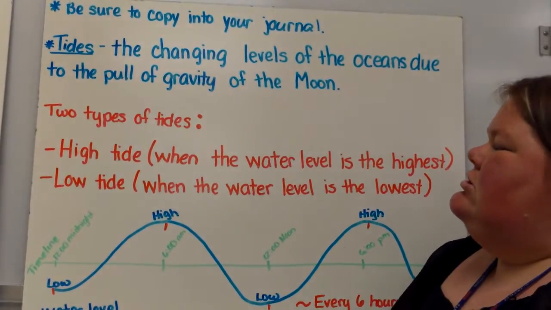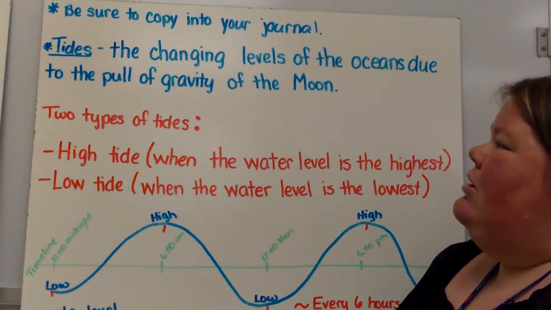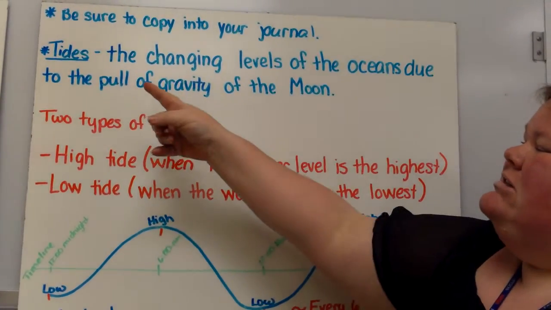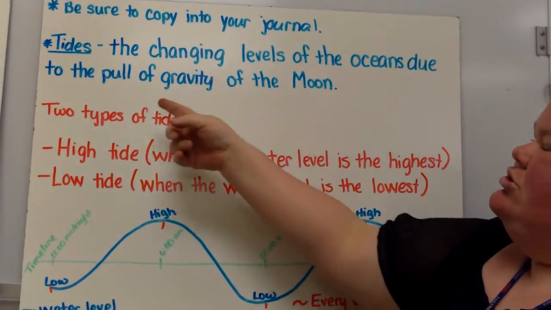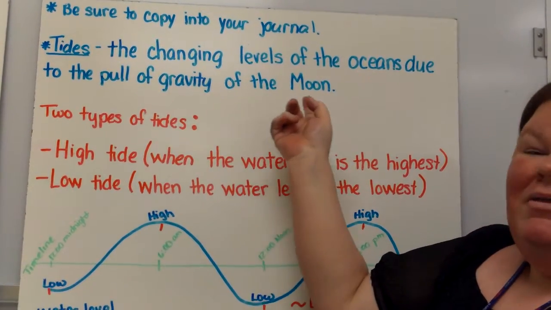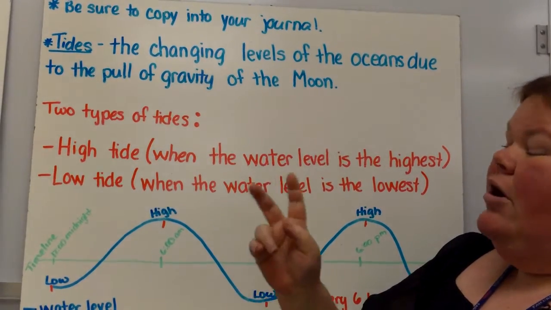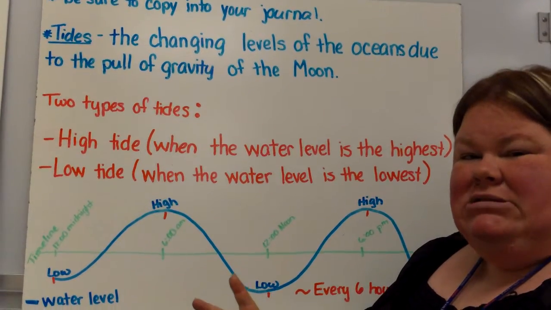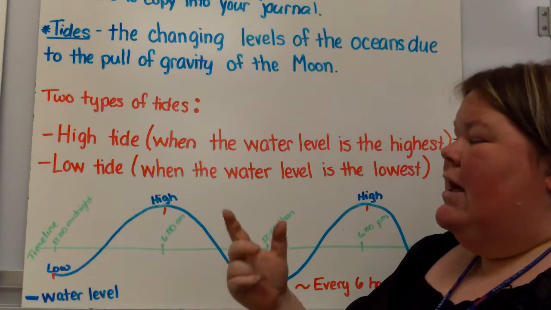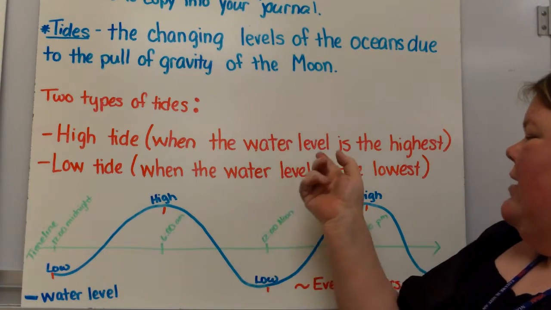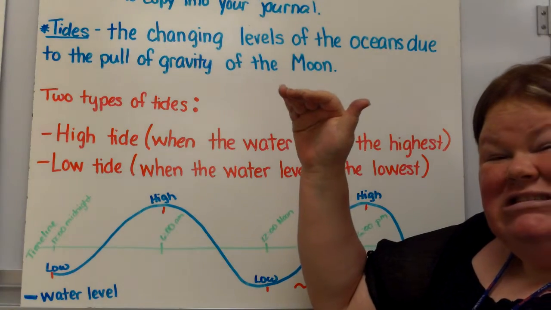Here's some terms to copy down in your journal. Tides is the changing levels of the oceans due to the pull of gravity by the moon. There are two different types of tides. We have high tide and we have low tide. High tide is when the water level is at its highest.